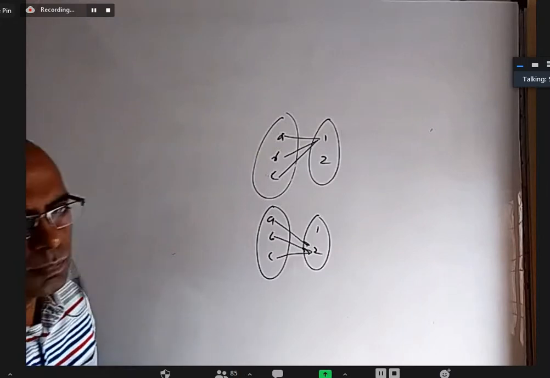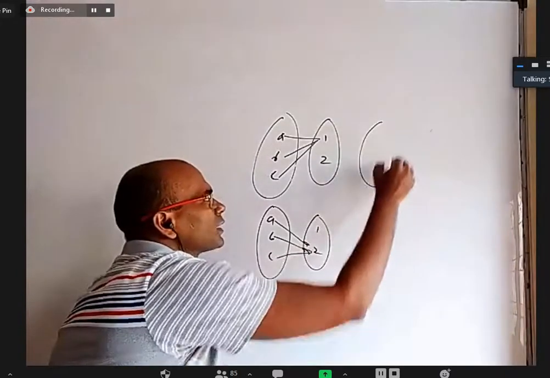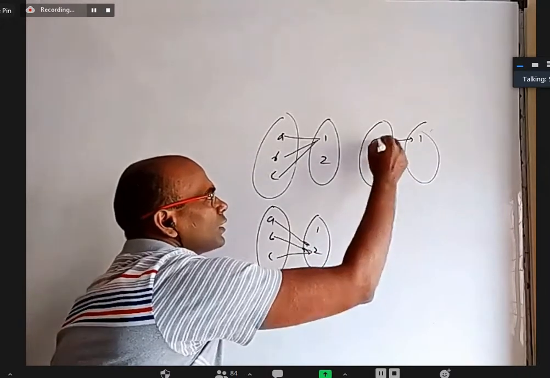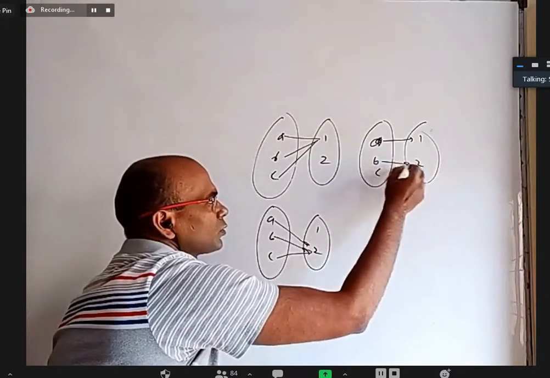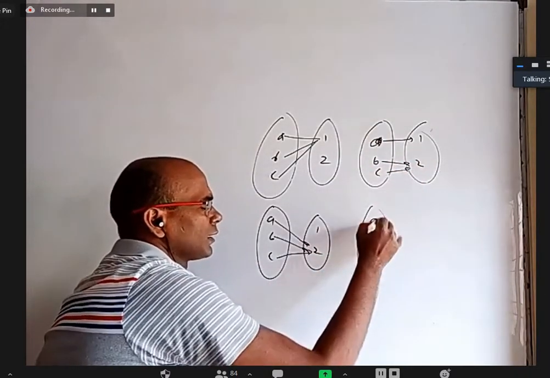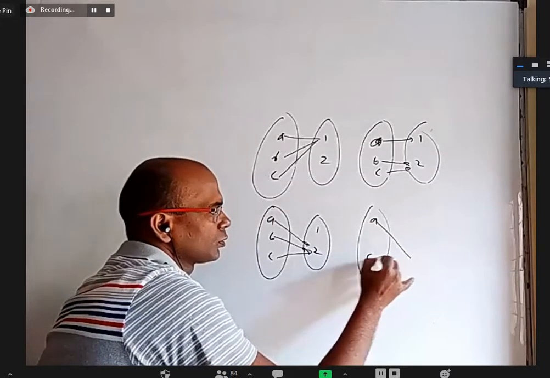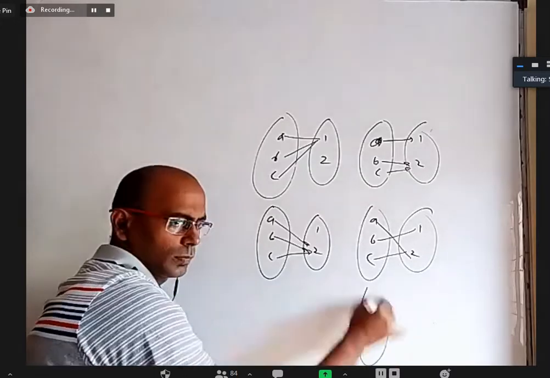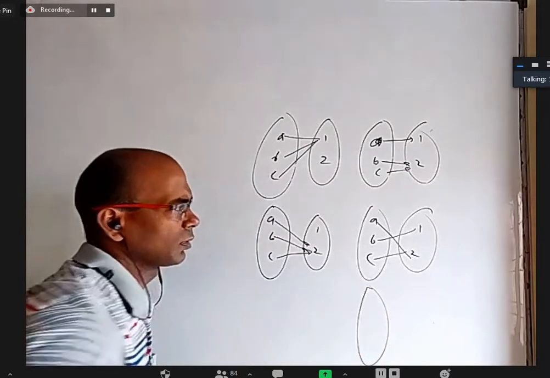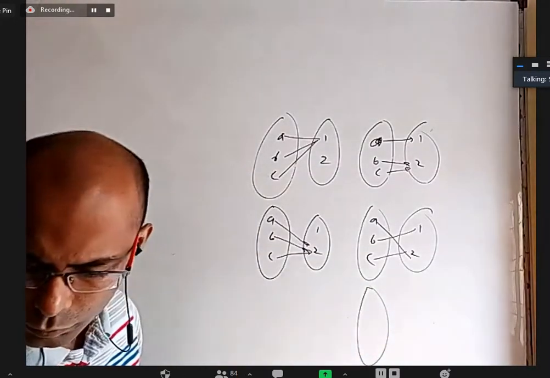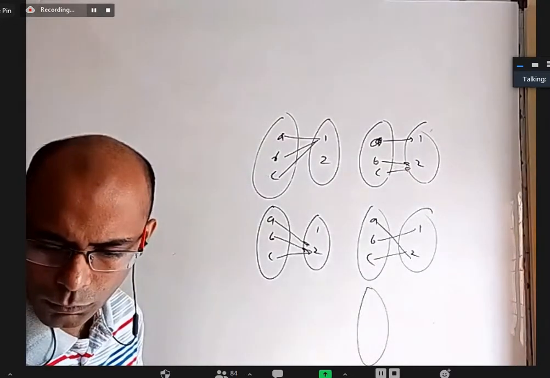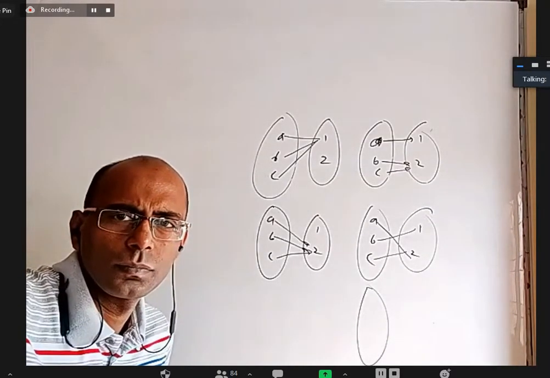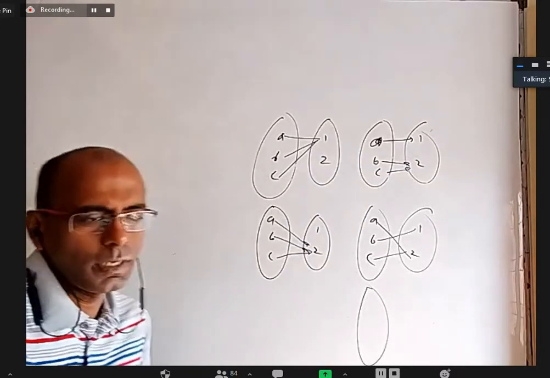Some connected to 1, some connected to 2. That is, let us say A is connected to 1 and B and C are connected to 2. Or A and C are connected to 2 and B is connected to 1. Sorry, your voice is not clear. 8 possibilities, sir? Yeah, 8 possibilities.